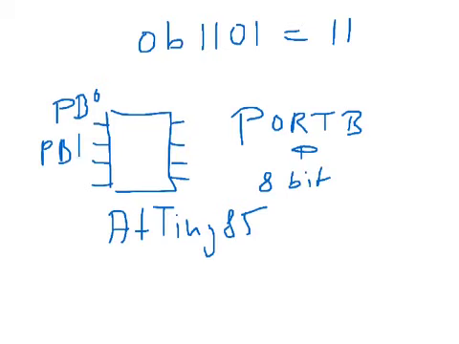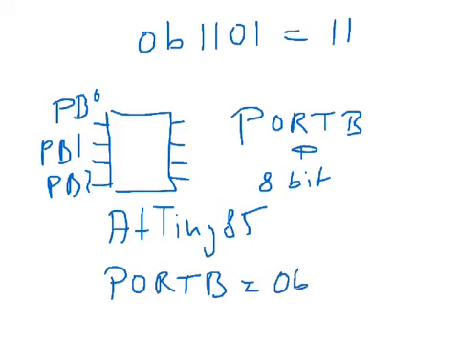If you want to turn on an LED, for instance, that is at port PB2, what you would need to do is say PORTB equals 0b100. What happens is, the first bit is 0, so it's off, the second bit is off, and the third bit, which is associated with PB2, is 1.